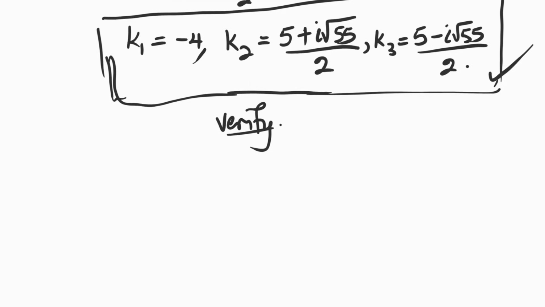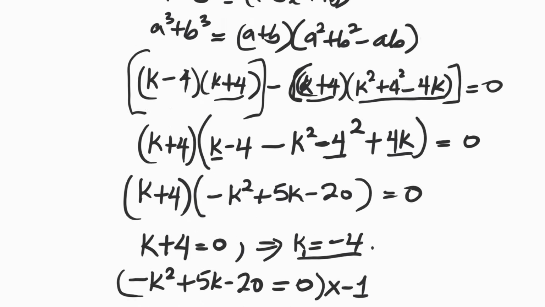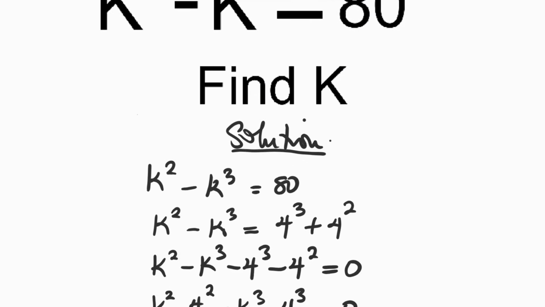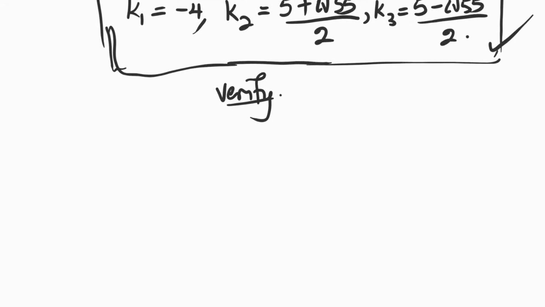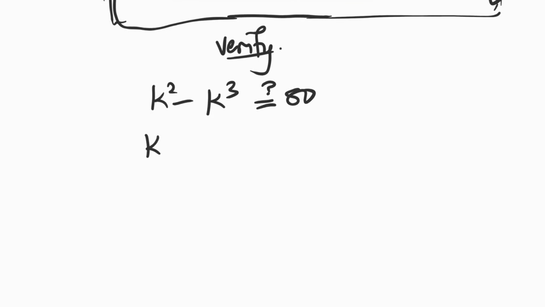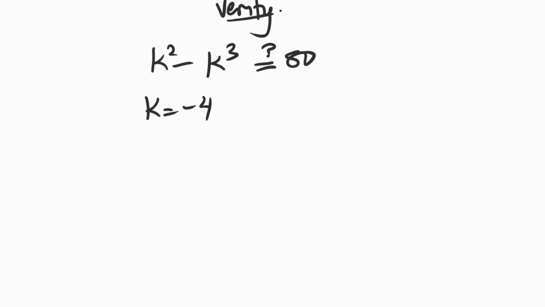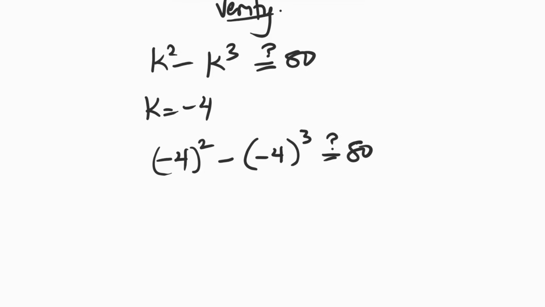So, our question states that k squared minus k cubed is equal to 80. So that's what we're going to try to figure out. k squared minus k cubed, is that equal to 80? So we said our k is minus 4. So if we plug in minus 4 everywhere we see k, it becomes minus 4 all squared minus minus 4 cubed. We're trying to find out if that's equal to 80.